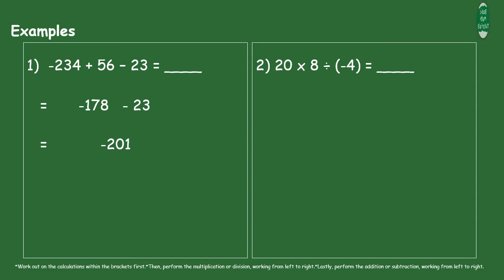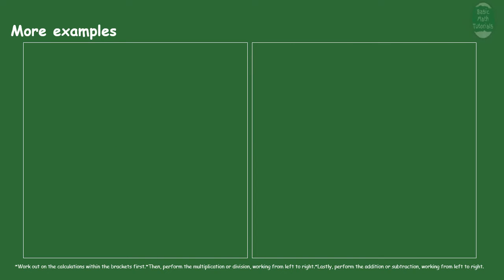So we start with 20 times 8, which is going to be what? 160 divided by negative 4. And 160 divided by negative 4 is negative 40. Great. Let's proceed to more examples.